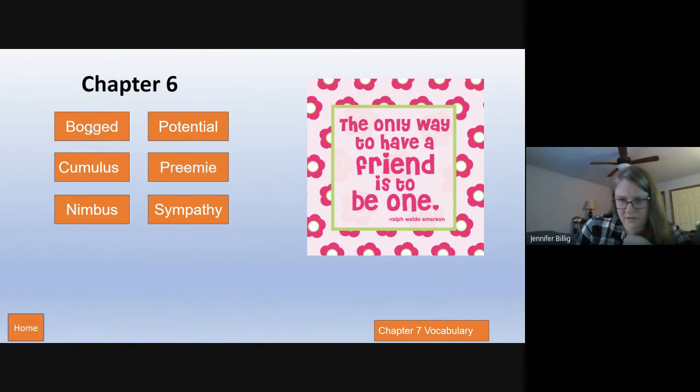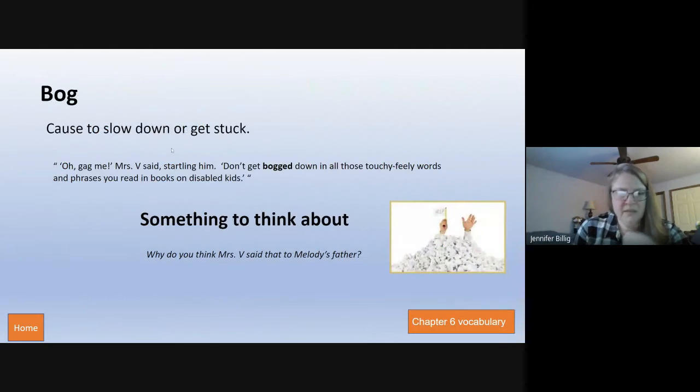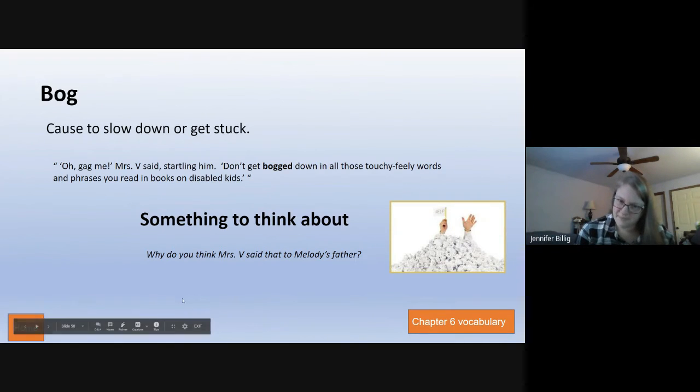So bogged. If you click on bog, it'll come down in its original form. Cause to slow down or get stuck. And then we talk about the sentence that it was used in the book. "Oh, gag me," Mrs. V said, startling him. "Don't get bogged down by all those touchy-feely words and phrases you read in books on disabled kids." And then every word has something to think about.